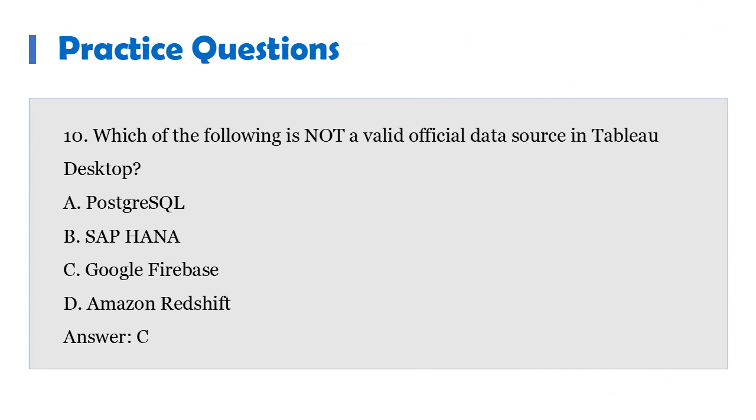10. Which of the following is not a valid official data source in Tableau Desktop? A. PostgreSQL. B. SAP HANA. C. Google Firebase. D. Amazon Redshift. Answer: C.